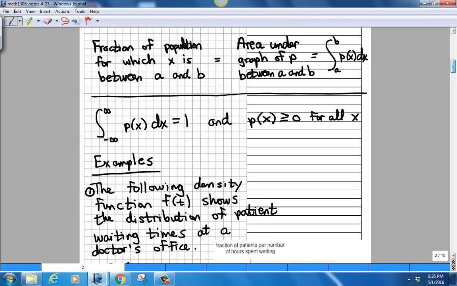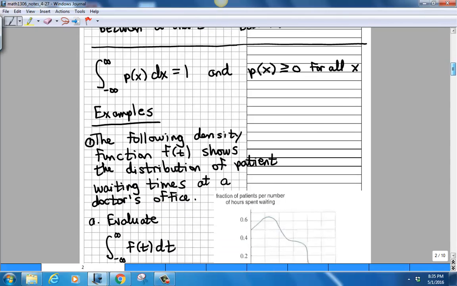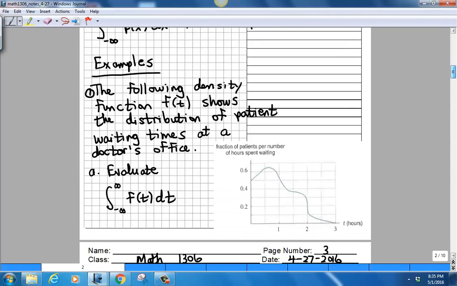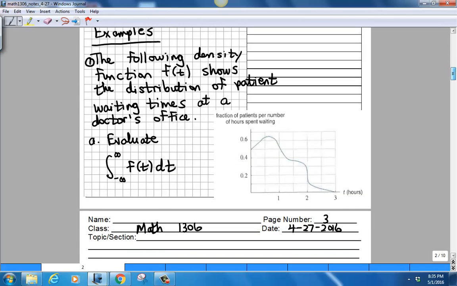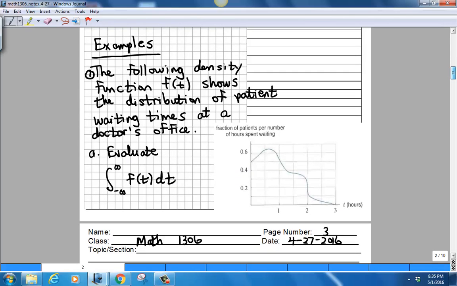Alright, so I've got several examples here, and most of the examples are very intuitive. We're not going to study density functions as carefully as you'll study them in probability and statistics. But I do want to give you the idea of how density functions work and how they're useful.